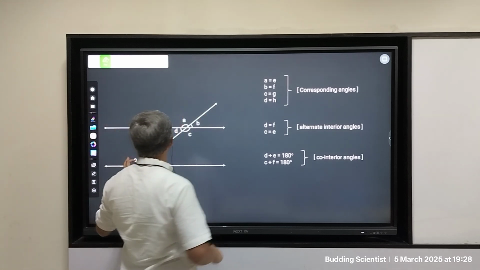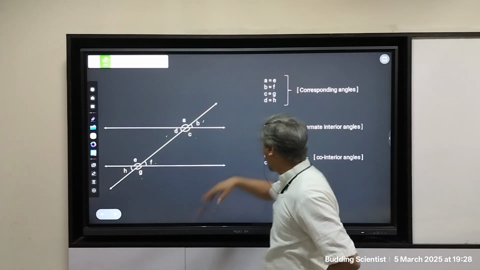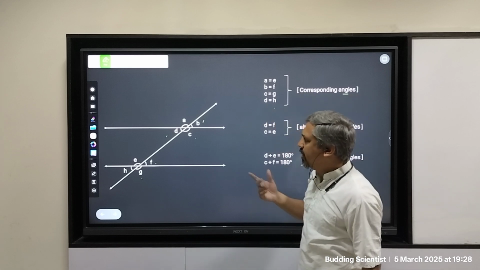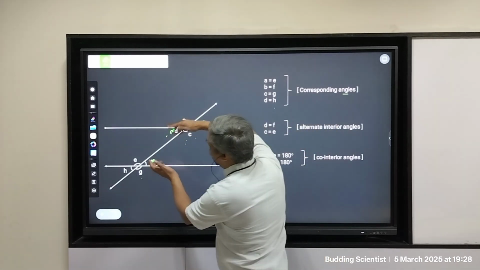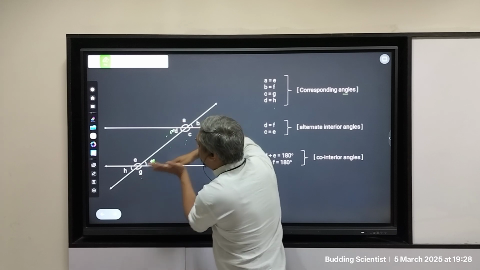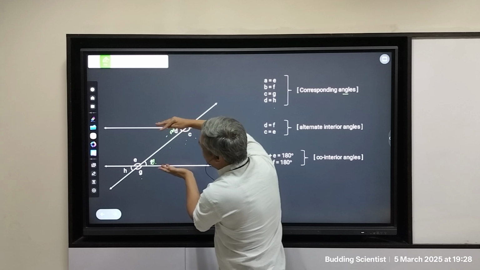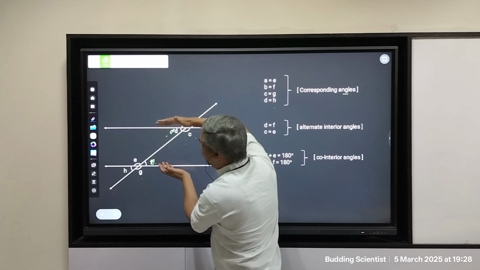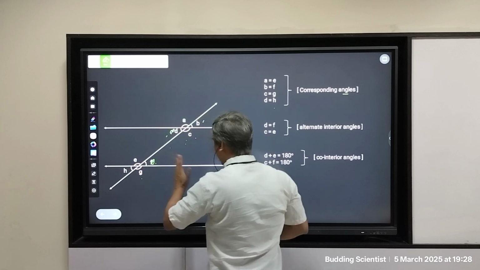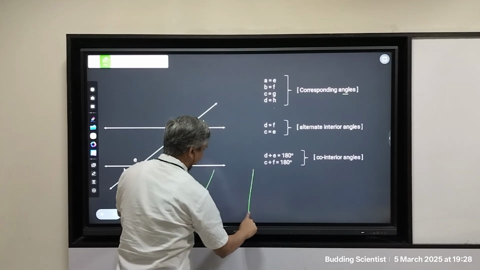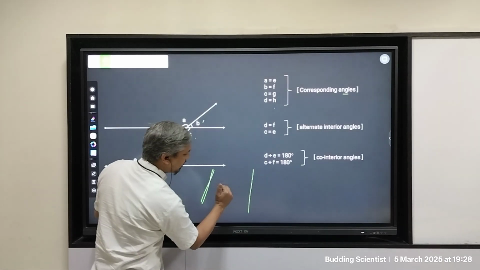So the corresponding angles A and E are equal, B and F are equal, C and G are equal, and D and H are equal. These are corresponding angles. The alternate angles, this and this, are on the opposite sides of the transversal line and in between the two parallel lines. So this is below the parallel line which is on the top and above the parallel line which is at the bottom. If the parallels are like this or like this, then the angle will be on the right side of the left line and on the left side of the right line.